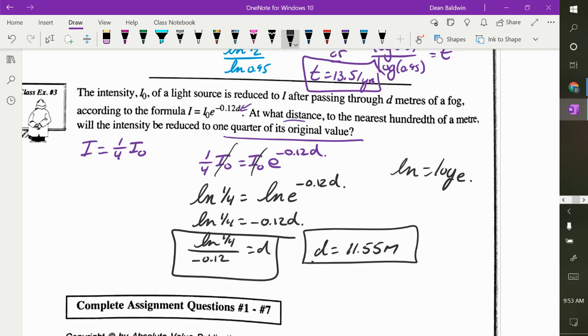Because natural log is log base E, so this is like log base E of E to this. And the base is matched, so it's just the exponent. That's why. I mean, you could do base 10, but you're going to have to punch log base E into your calculator.